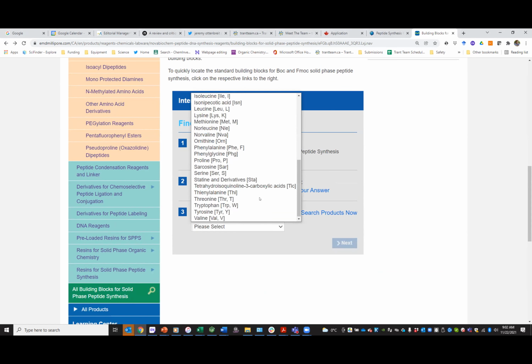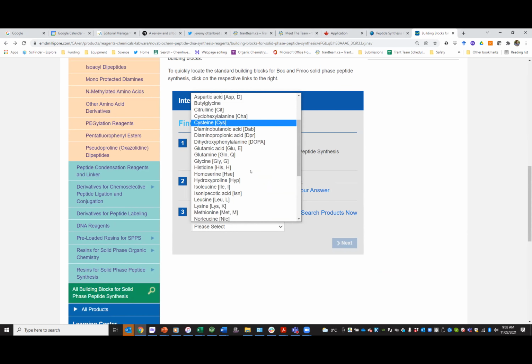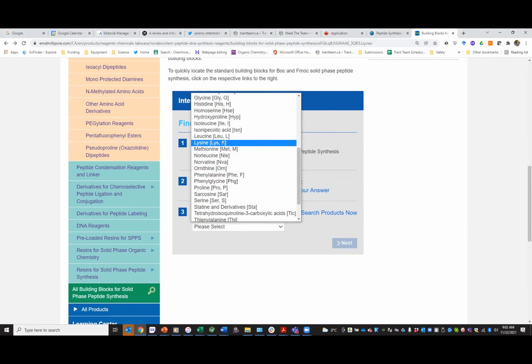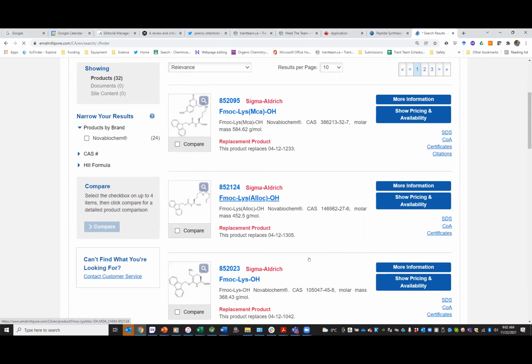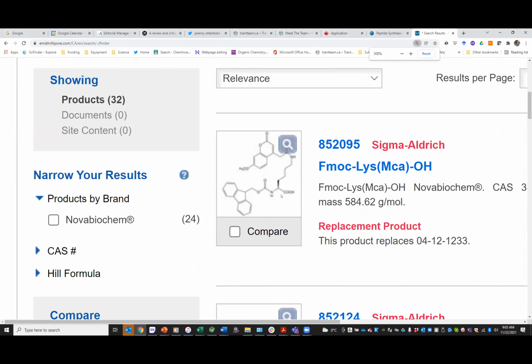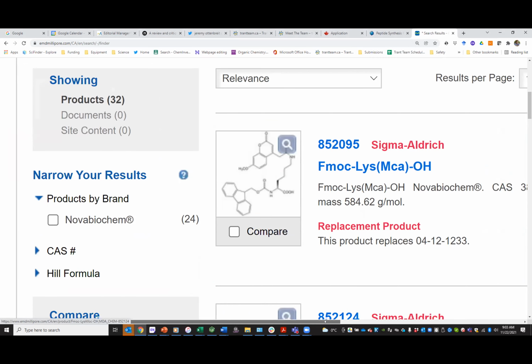And then I can search by any given amino acid. So let's say I want to look at lysine. Okay. We've got, you can see how these are written Fmoc, lysine, naming the protecting group that's on the gamma lysine. I'm just going to zoom in so you can see this a little bit better. God, these structures are awful.